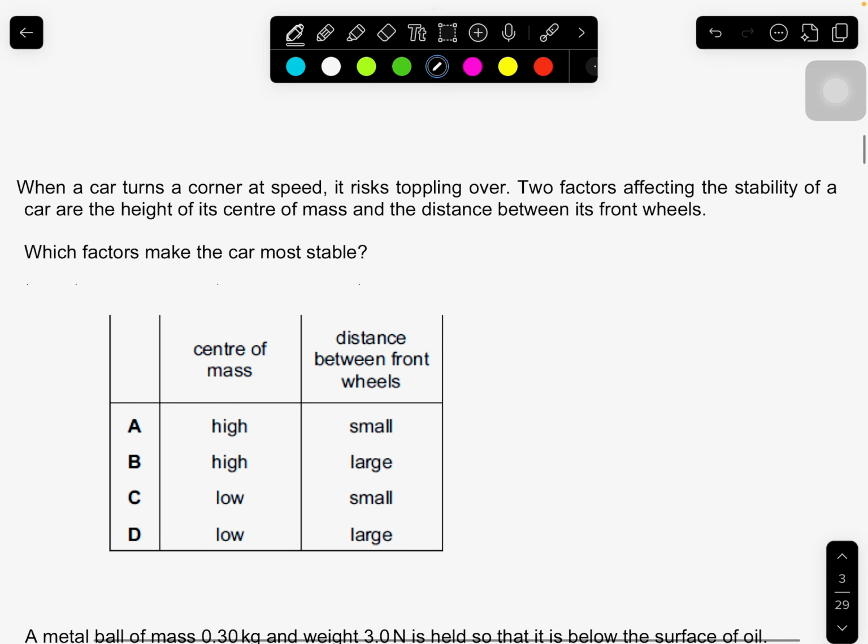When a car turns a corner at speed, it risks toppling over. Two factors affecting the stability of a car are height of its center of mass and the distance between its front wheels. Which factors make the car more stable?